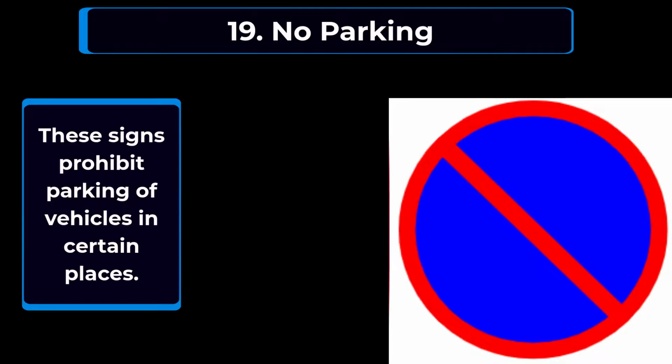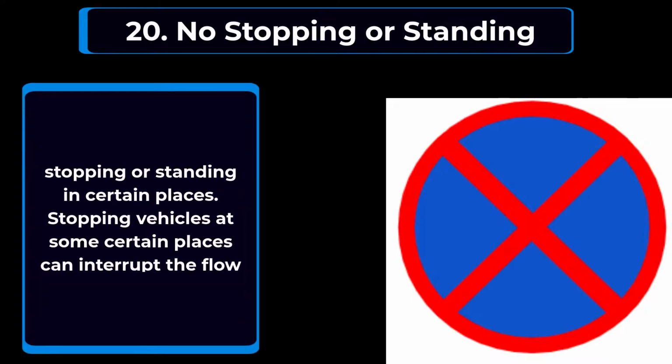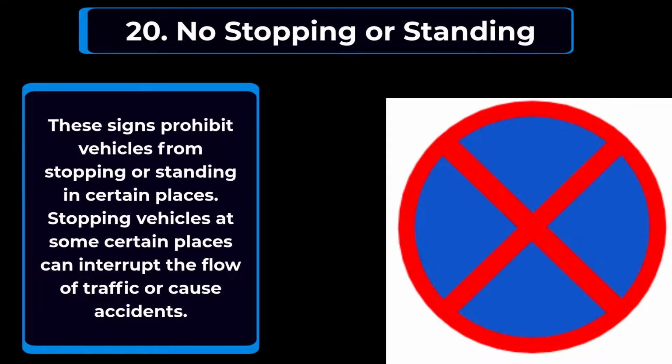19. No parking. These signs prohibit parking of vehicles in certain places. 20. No stopping or standing. These signs prohibit vehicles from stopping or standing in certain places. Stopping vehicles at some certain places can interrupt the flow of traffic or cause accidents.